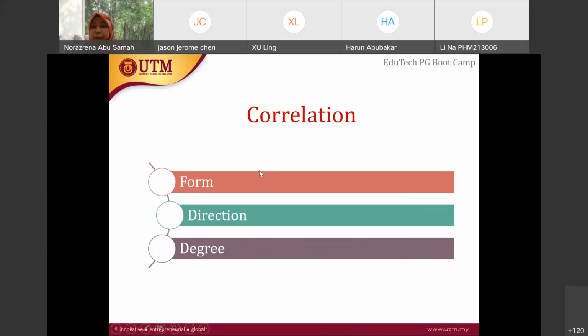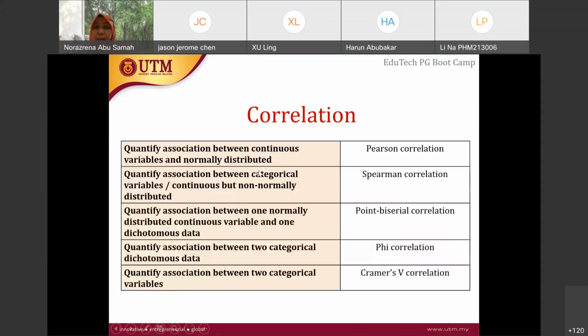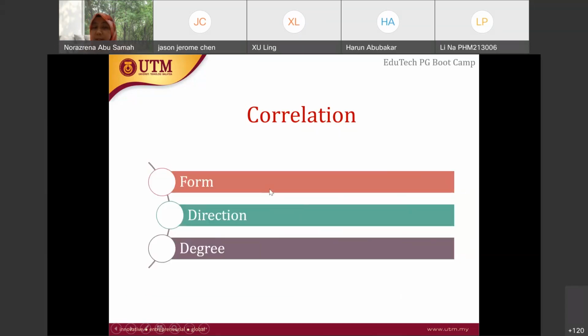Even for correlation, this is the example of 5 different correlations, but it depends on what your variable is. So let's see first on this. We will see the SPSS later.